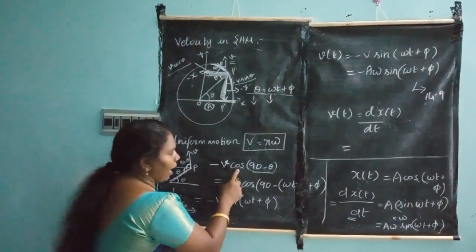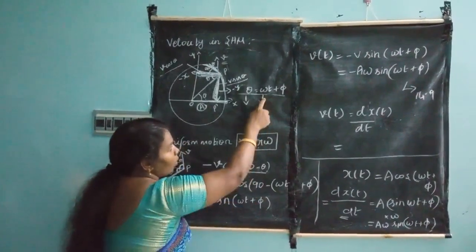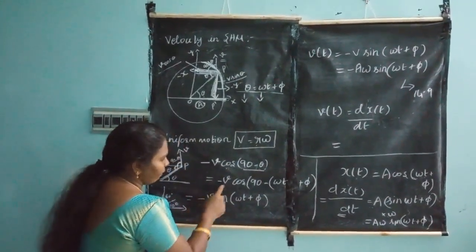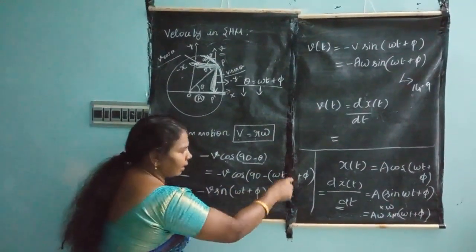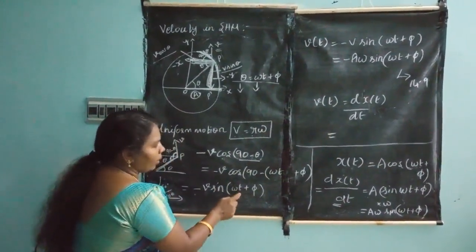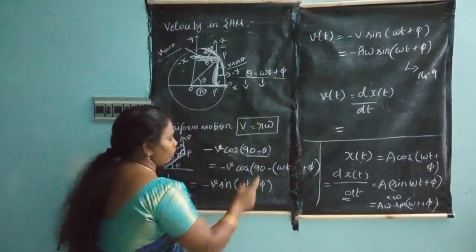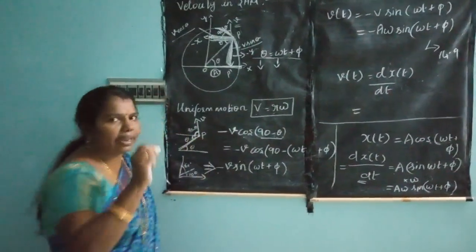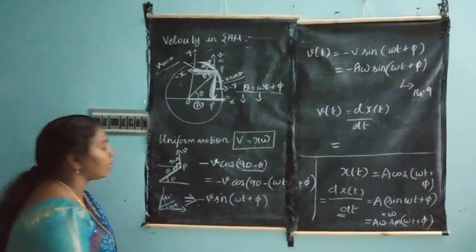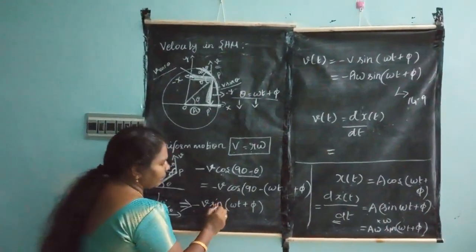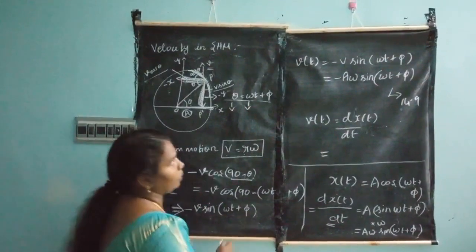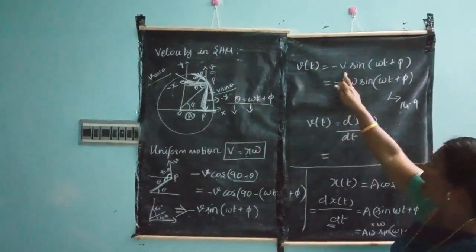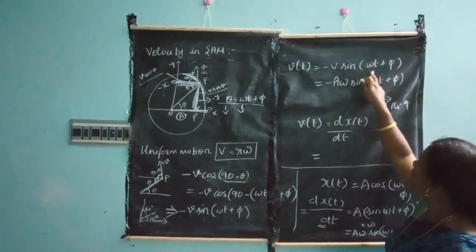See here, cos 90 minus theta, what is the theta? Omega t plus pi. Okay, got it. Next, minus v cos 90 minus theta is equal to sin theta. So what is the theta? Omega t plus pi. So I am taking that. Therefore, the velocity along the negative x direction in this expression is minus v sine omega t plus pi. This is the velocity, which is equal to minus v sine omega t plus pi.